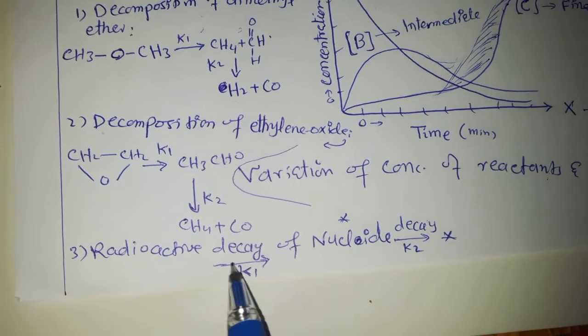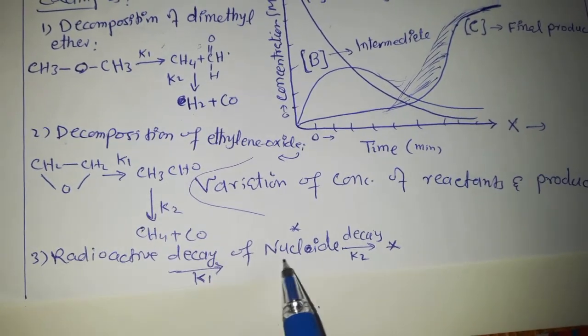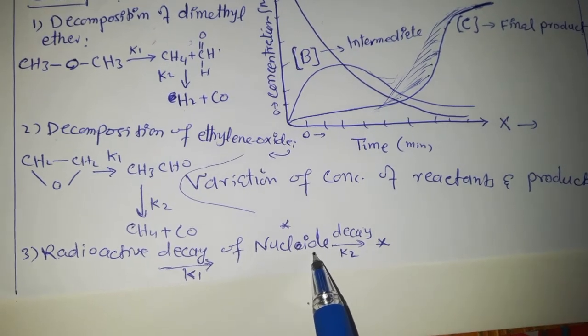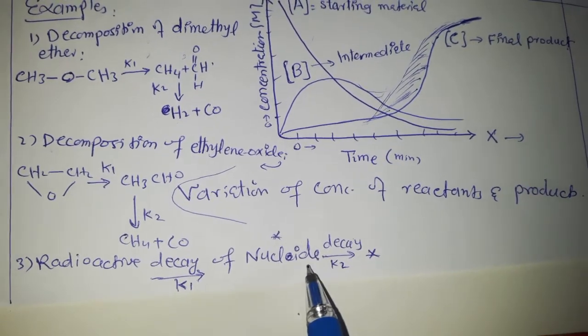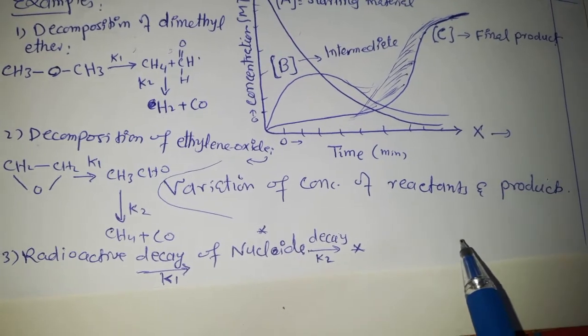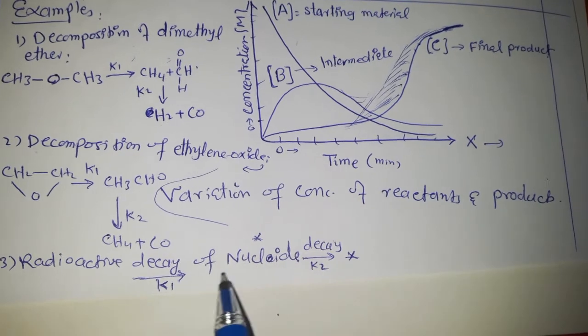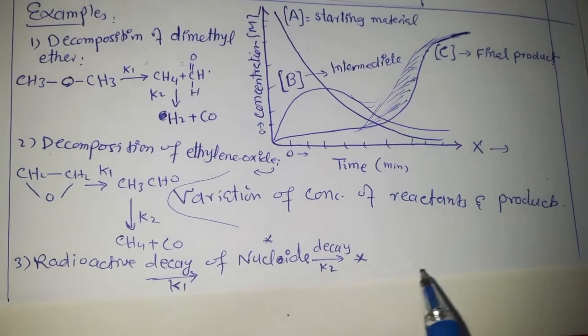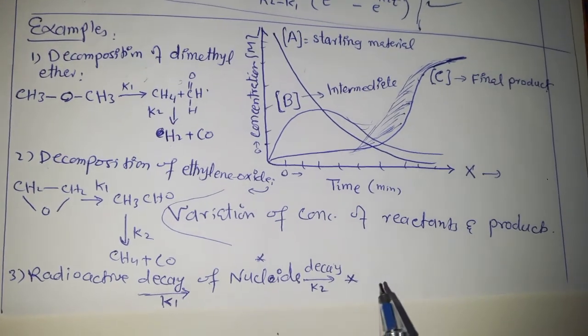Similarly, the radioactive decay of a nuclide, that is a radioactive nucleus, into another radioactive nucleus, which can decay into another one, and this process continues, taking place in several steps. So this is also an example of series reactions, multi-step reactions or consecutive reactions.